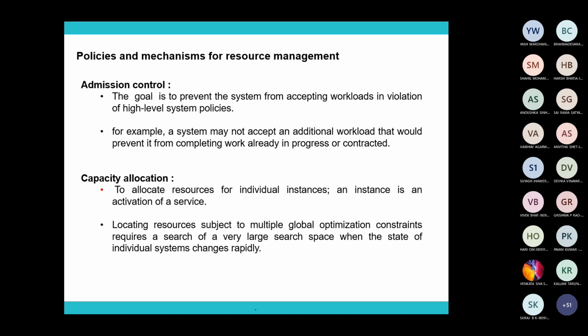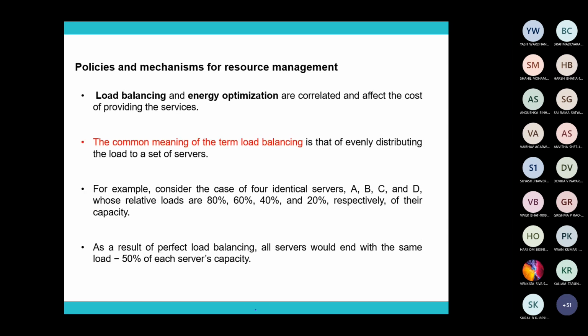Then the second one, capacity allocation. What is capacity allocation? As the name indicates, it talks about allocating resources for the individual instance, maybe a virtual machine or whatever it may be. That is what is called capacity allocation. Next is load balancing and energy optimization.